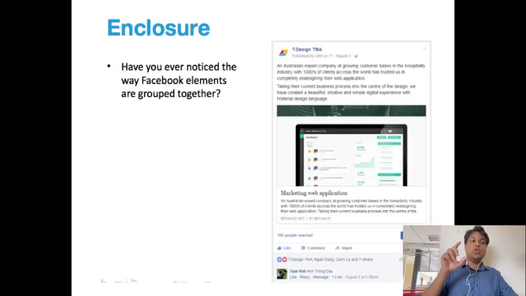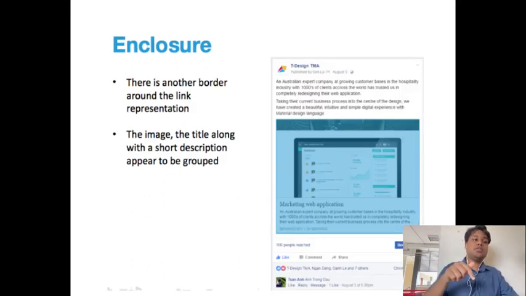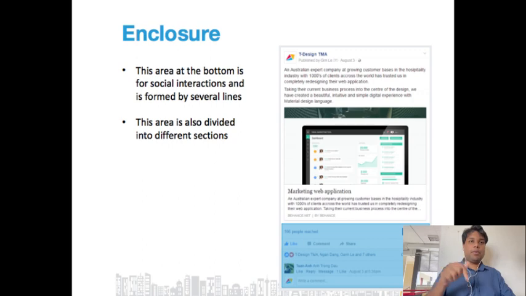So for example, have you noticed the structure of a Facebook post? In a post there is a border around the whole post which separates one post from another, and inside the post there is also a border that separates the link of the post, and there is also the image, the title along with a short description, which also appear to be grouped as a different group. And at the bottom there is also an area of interaction, and there are also some borders like the reaction, the interaction title, the comment, and the number of people who reacted to the post. And this is also divided into different sections by using the enclosure principle.